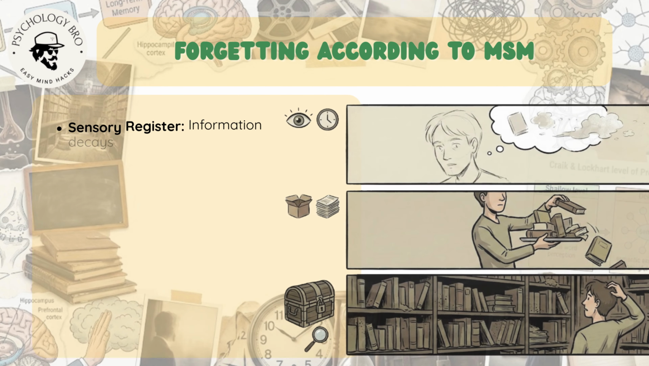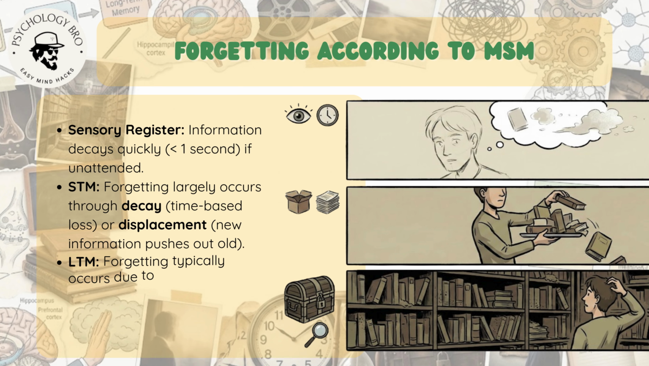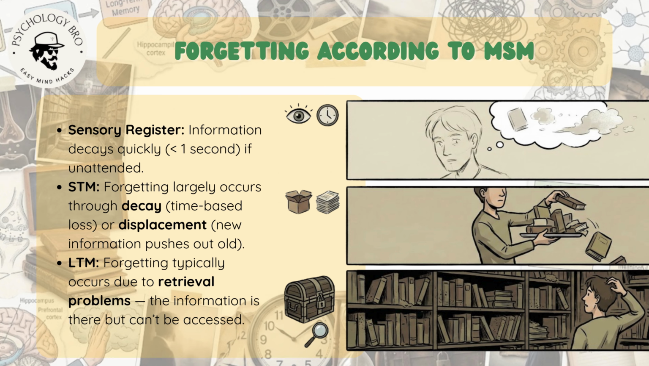So, how does forgetting happen according to the MSM? In the sensory register, information simply decays quickly, in less than a second, if it is unattended. In STM, forgetting largely occurs through decay, which is time-based loss, or through displacement, where new information pushes out the old. In LTM, forgetting typically occurs due to retrieval problems. The information is still there, but it just can't be accessed.